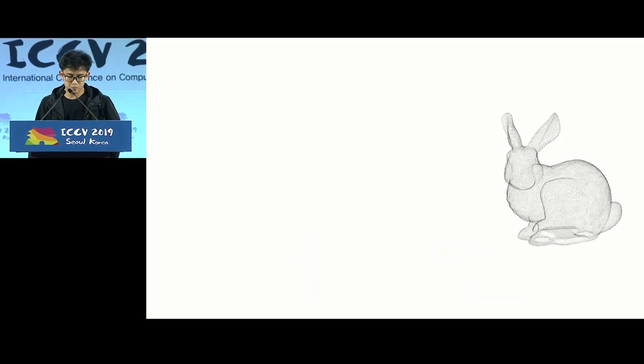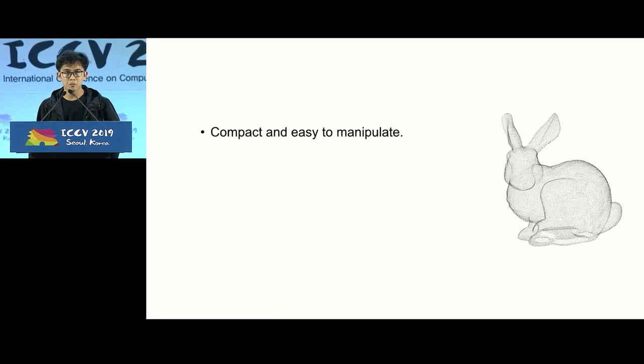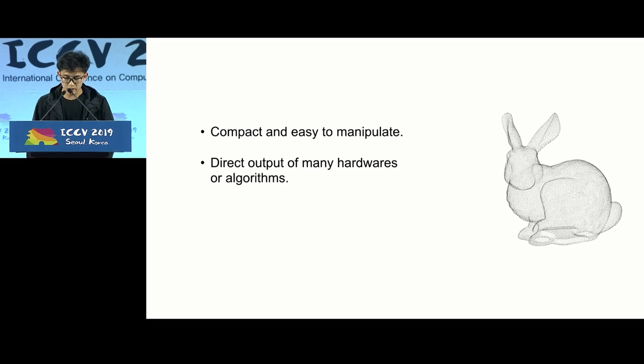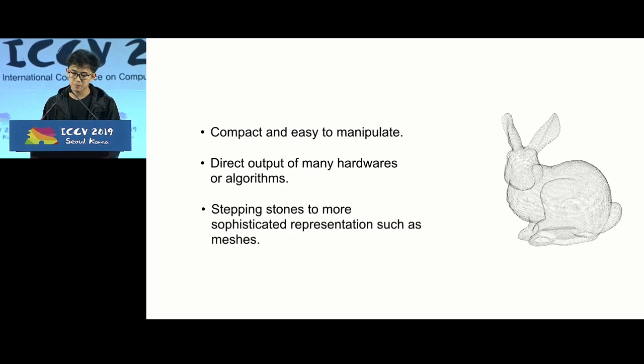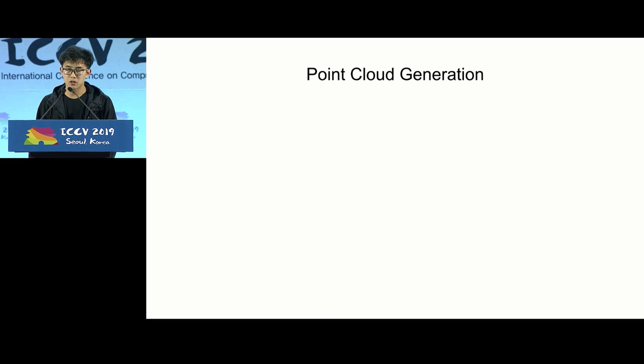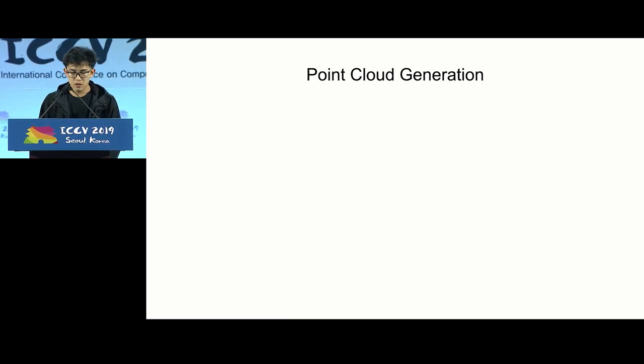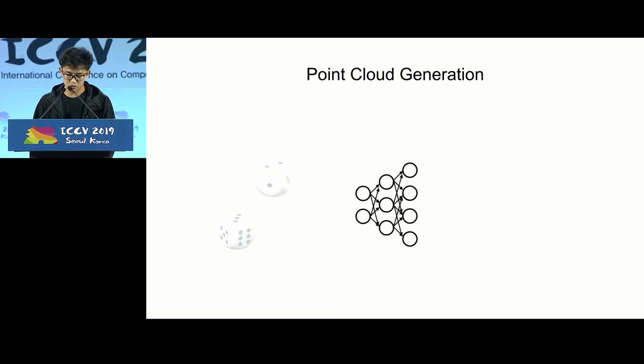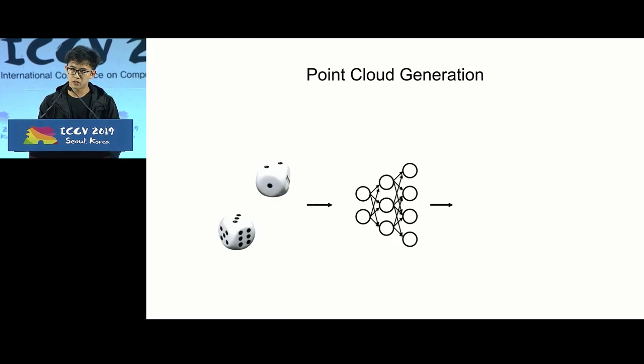Point cloud is a very popular 3D representation with very desirable properties. They are compact and easy to manipulate. They are the output of many hardware devices, and they can be a stepping stone to more sophisticated representations such as meshes. So it's interesting to understand the distribution of point clouds. Our work will focus on the task of point cloud generation. Specifically, what we want to do is to train a model whose input is a random vector and output is a point cloud.